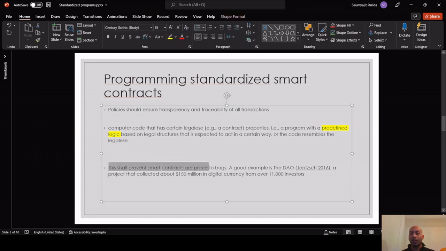This shall prevent contracts from being biased or prone to bugs or people taking advantage, etc., etc.